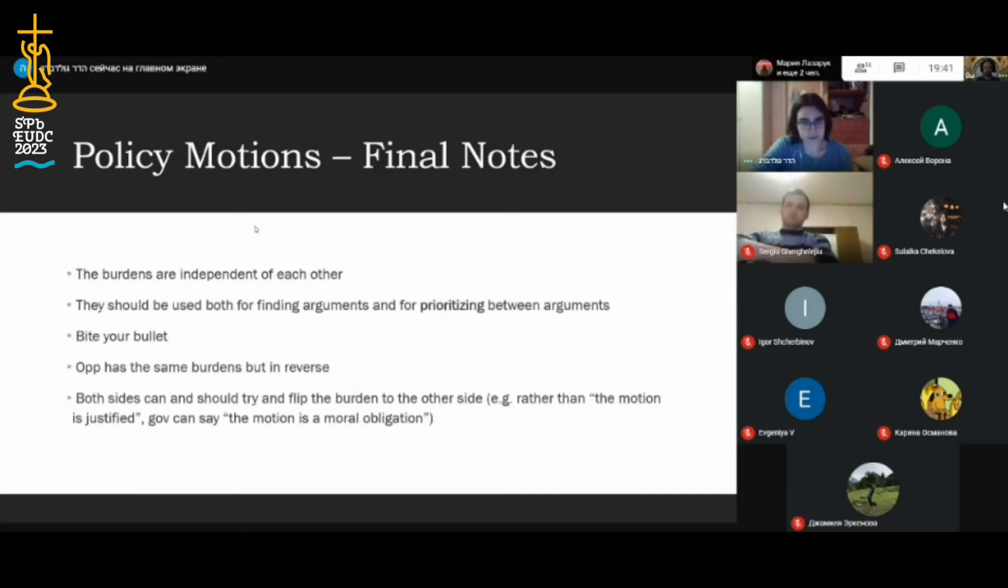Okay, so final notes on policy motions before we do some more practice and also talk about other types of motions. Firstly, the burdens are all independent of each other. Similar to how I flagged earlier that utility is not the same as solving the problem and that they can exist together or not exist together, it's true for each separate burden. A motion can be justified without solving the problem. A motion can solve the problem without being utile, and so on and so forth. So each burden is independent and not contingent on each other.